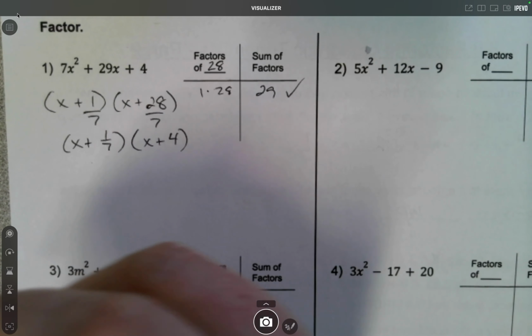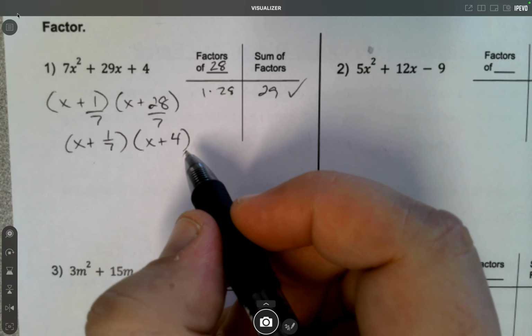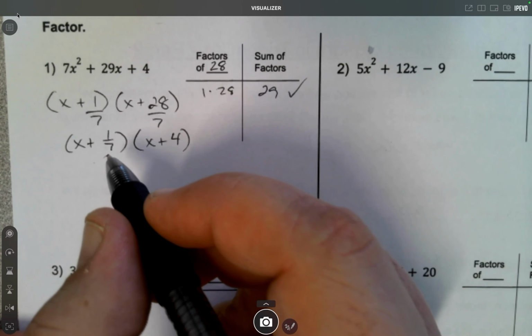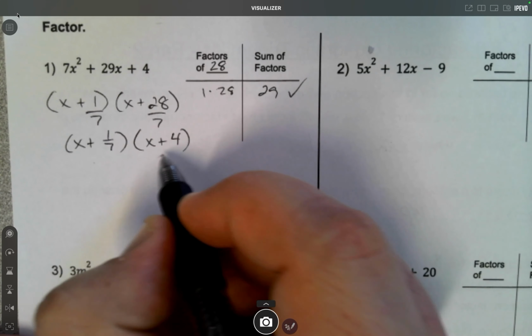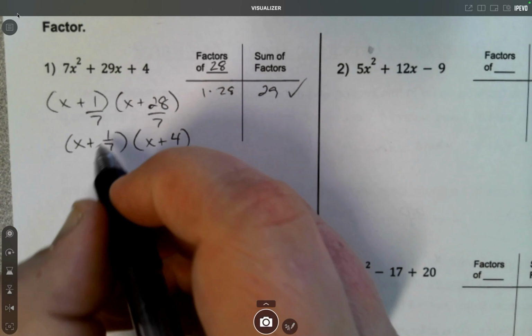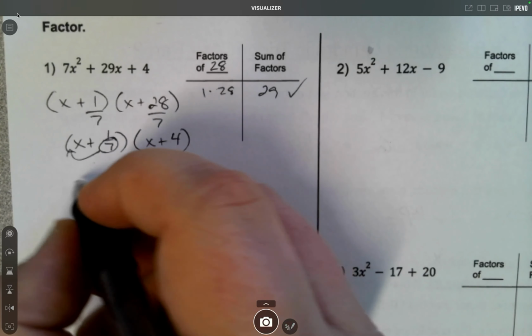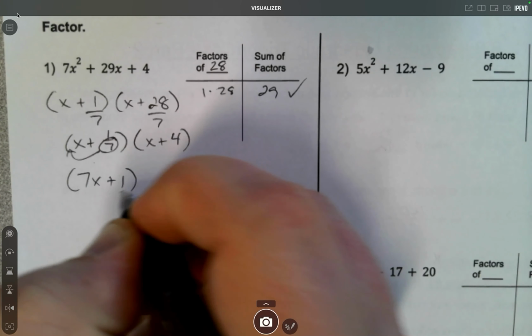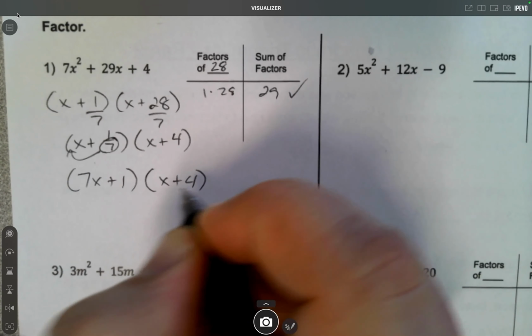So if you remember on the first example on the front, we had fractions in both of them. This, we only have a fraction in one of them. So this piece, x plus 4, is already exactly as it needs to be. But this one, we'll have to move it up. So it's 7x plus 1 times x plus 4.